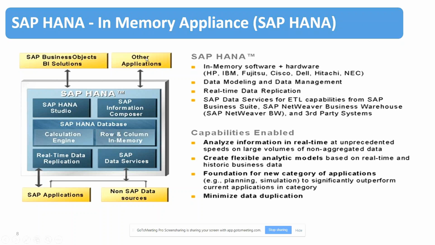When we see this diagram, this is a very simple architecture. Here we can see the SAP applications and non-SAP applications, the databases, the external sources. From these applications we can replicate the data into the HANA database. There are a number of replication techniques. In this diagram we can see real-time data replication and data services. Once we replicate the data, we can do the data modeling and data management.